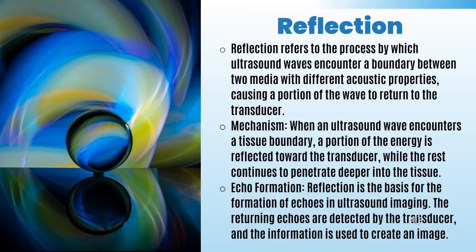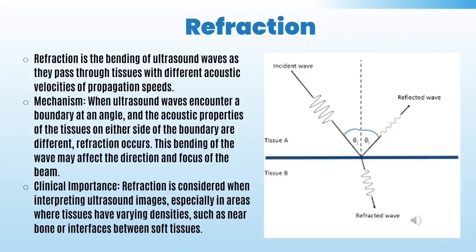Echo formation: reflection is the basis for the formation of echoes in ultrasound imaging. The returning echoes are detected by the transducer and the information is used to create an image. So refraction. Refraction is the bending of an ultrasound wave as it passes through tissues with different acoustic velocities or propagation speeds.